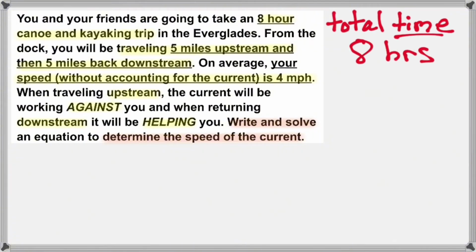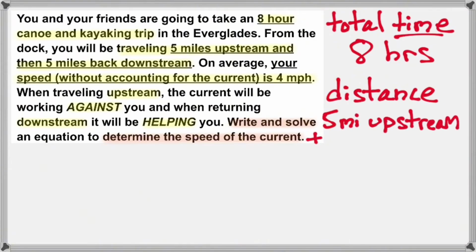This problem's a little different. You are now being told the total time of your journey, your entire trip, is going to be 8 hours. You're going into the Everglades and then you're coming out of the Everglades. And it says the entire trip is 8 hours long. So you know the total time in this problem, unlike the previous example.